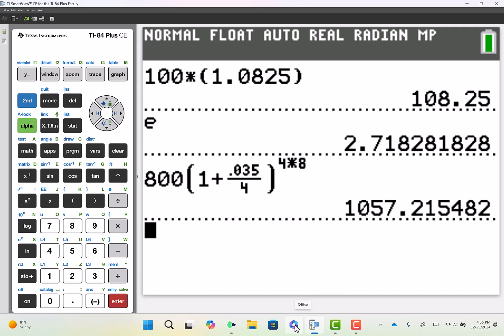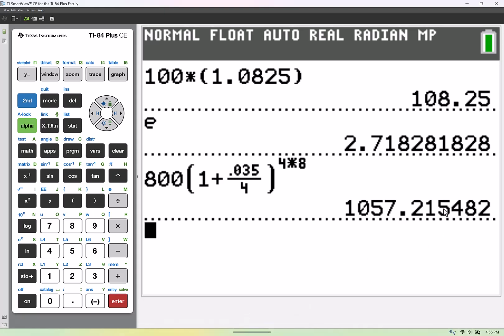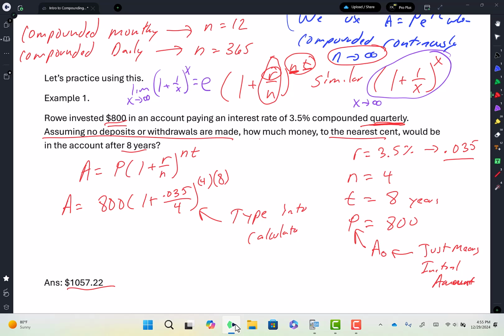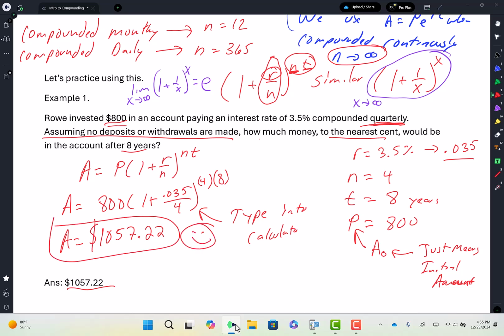Yeah, you can just type in 32 there, right? And there it is, guys, 1,057.22, because you're going to round that 5, not truncate it. Because of that 5, you're going to round that 1 to a 2. So 1,057.22. So let me go ahead and put that in here. A equals 1,057.22 dollar symbol. And yep, we got it right, guys. Good job. All right, guys, let's go ahead and go to the other one.